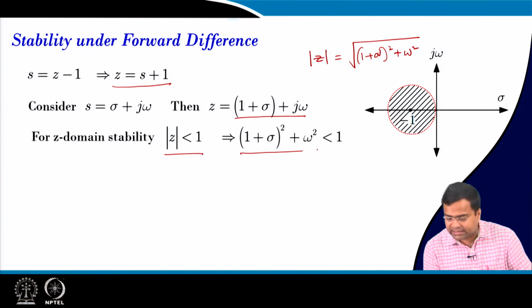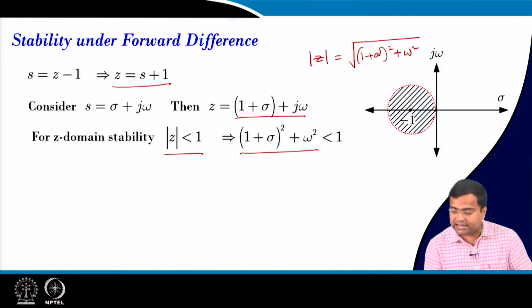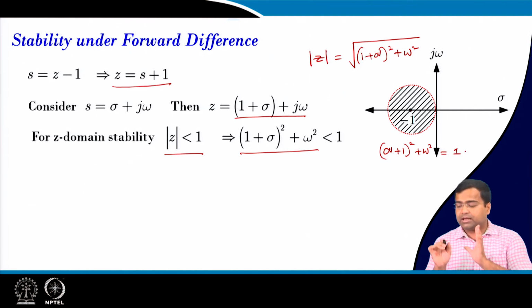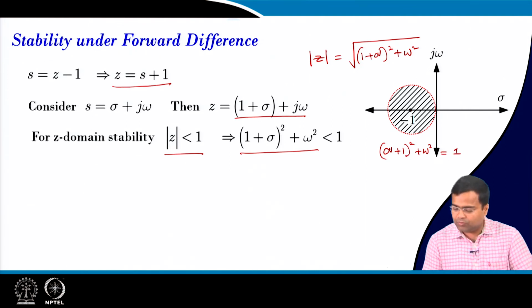And what does it indicate? Sigma and j omega, that means minus 1 is the radius, something like that, plus omega square, if we take equal to 1. So this represents the equation of a circle with the center at minus 1, 0, and that is exactly shown here, with a radius of unity.